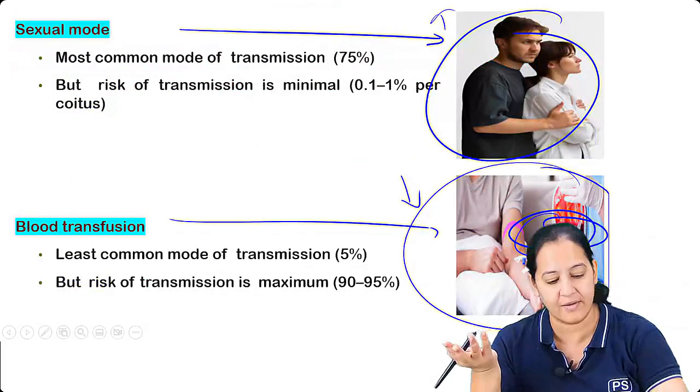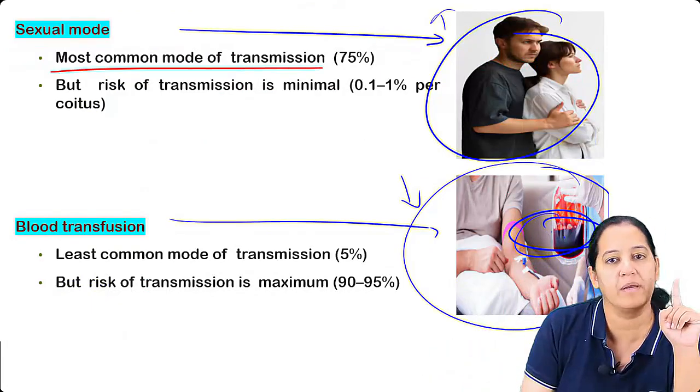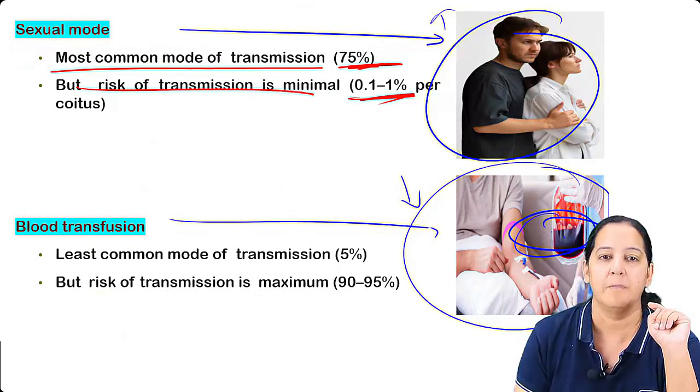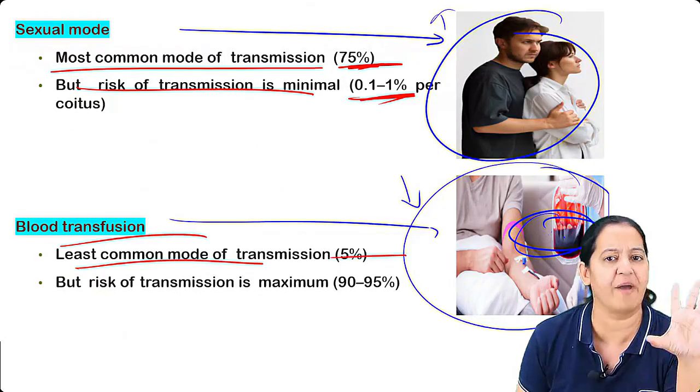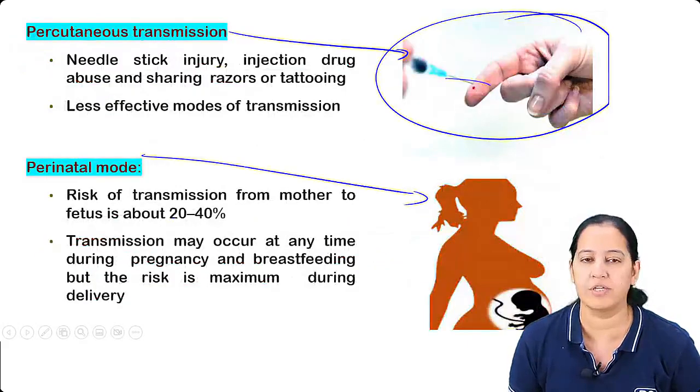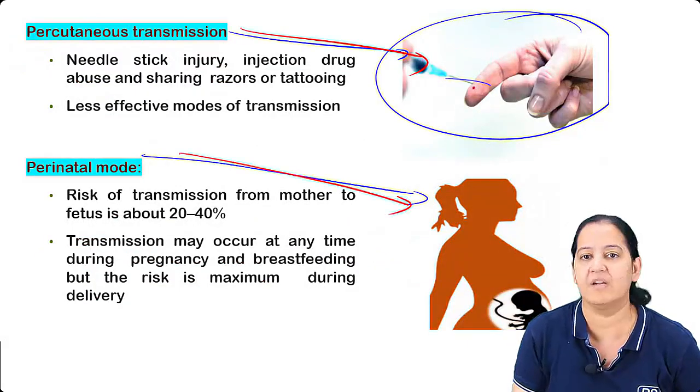So that is the thing written in front of you. Most common, it's 75 sexual, but the risk of transmission per coitus is only 1. Blood transfusion is the least common, only 5%, but risk of transmission is 90 to 95. I hope you all got it. Percutaneous is there, and perinatal mode is also there.